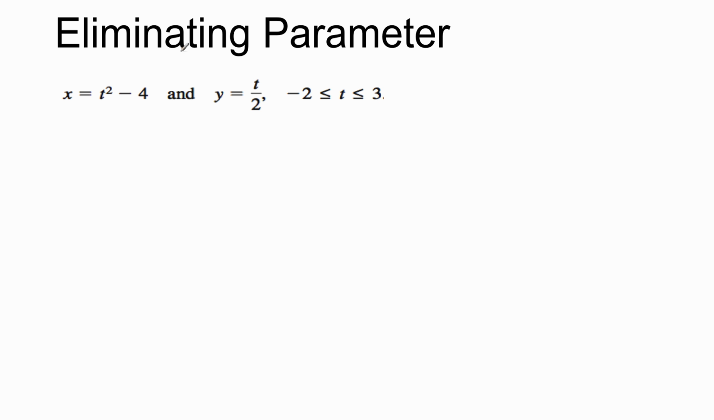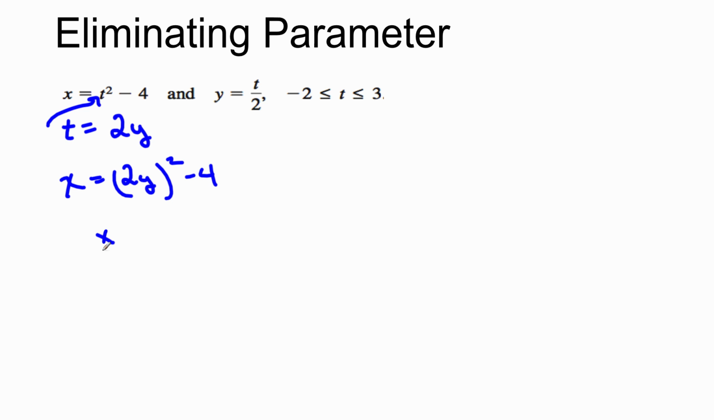Now, what if I wanted to eliminate the parameter in there? Well, let's see. Basically, you're going to have to try and do some sort of algebra that works. Now, this is the same curve we just looked at. I don't want to solve that for t, but I can solve this one for t. t is 2 times y. All right. So now I'm going to take this t right here and plug it into my x function. So I'm going to have x is 2y squared minus 4. So x is 4y squared minus 4, which is indeed a parabola in x.